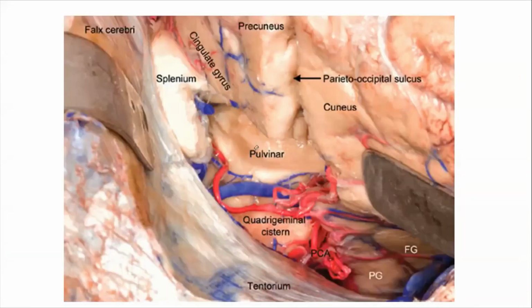This is also the superior view in which we can see the splenium over here, the pulvinar, the quadrigeminal cistern, and the arterial as well as the venous structures passing in between this area.